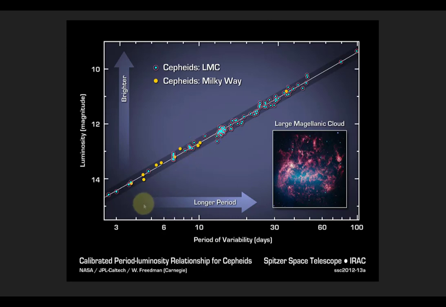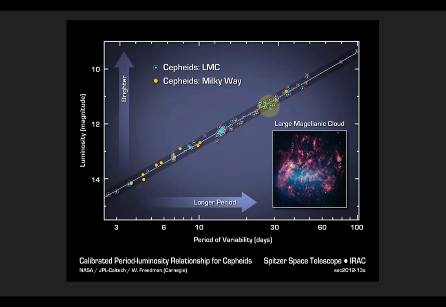This is a graph that we come up with. This is the period of variability in days. So if a Cepheid variable changes in 6 days, its luminosity can be figured out here. If it takes 10 days, then luminosity can be figured out here. If it takes 30 days, then luminosity can be figured out here.